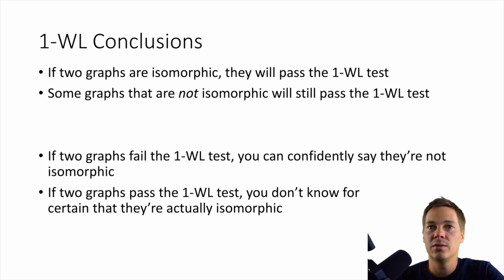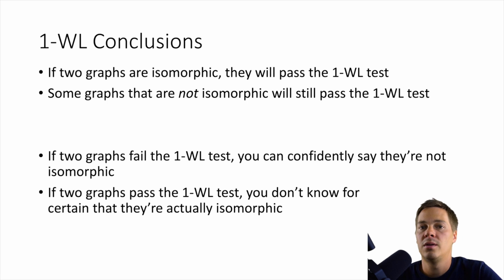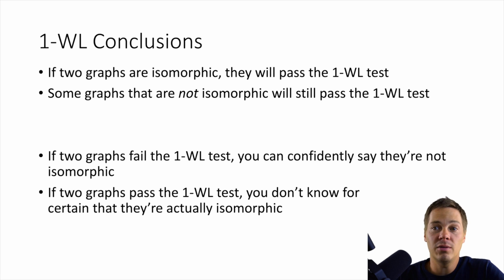Where does this leave us? Well, if two graphs are isomorphic, we know that they will pass the 1WL test. However, we also know that some graphs that are not isomorphic will still pass this test. In other words, if two graphs fail the 1WL test, you can confidently say that they're not isomorphic. However, if two graphs pass the test, you can't be certain that they're actually isomorphic.